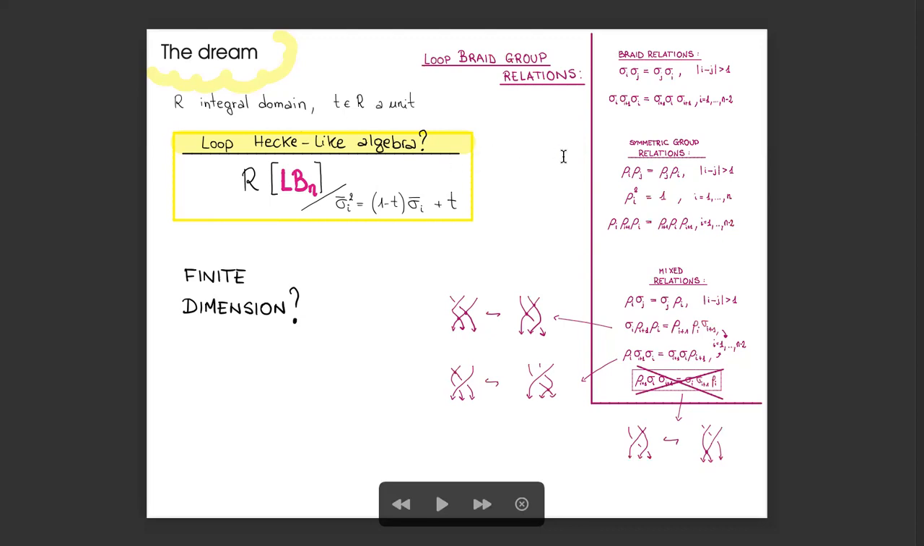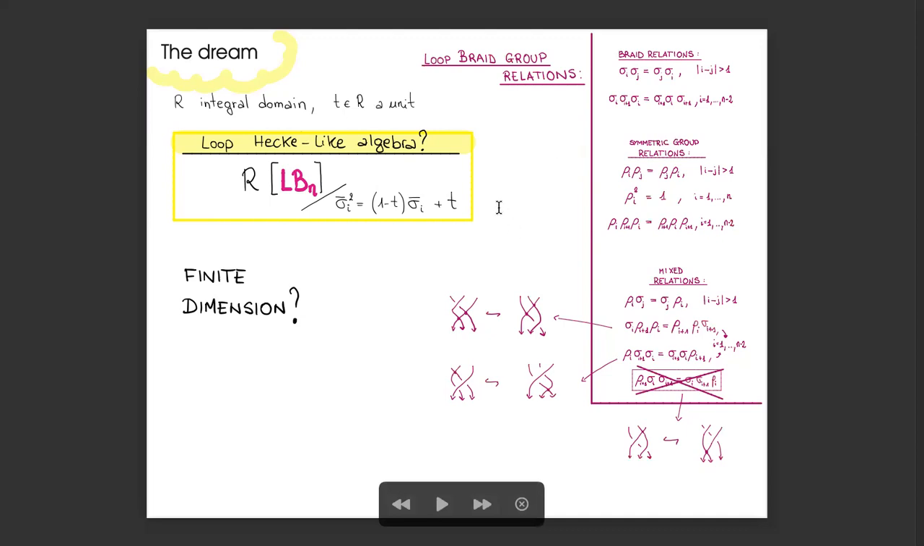Sorry, can I just ask a quick question? So the sigma i's act in the usual way on the free group, and the rho's just act by swapping generators. Is that correct? Yes. Okay. Sorry, I didn't say that, but you implied it. Inside the free group, two permutations, automorphisms. Yeah.